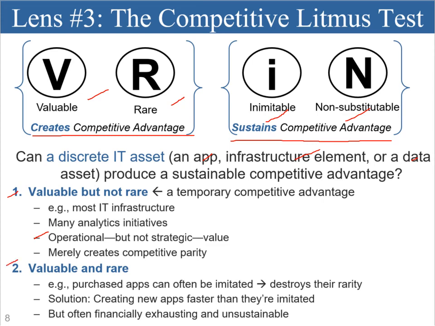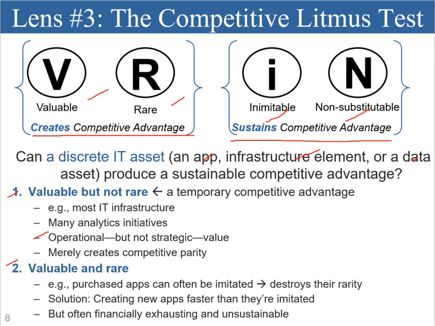Okay, the second one is IT assets that are valuable and rare. IT apps and data are rarely sustainable competitive advantages. For example, purchased apps can often be imitated by your rivals. This limitation destroys their rarity. Meaning that to sustain a competitive advantage which is built on purchased IT apps, you must add valuable new IT capabilities faster than your rivals can copy them.